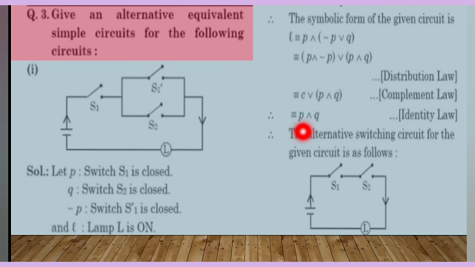Now again we use the identity law. Identity law means F or P is P. This is the identity law. Here C means F. Then we write P and Q. This is the final step. Solution: the alternative switching circuit for the given circuit is P and Q, this is P and Q in series. This is the solution.